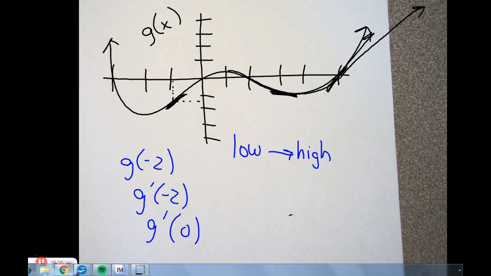So I didn't mean to, but G of negative 2 is negative something, right? Negative 2.5, let's say, so it's a negative number. G prime of negative 2 is pretty close to 0. Agreed? G prime of 0 is some sort of positive number, maybe about 1. So I actually had them in order low to high. I didn't mean to do that, but it just happened. How many had that correct?